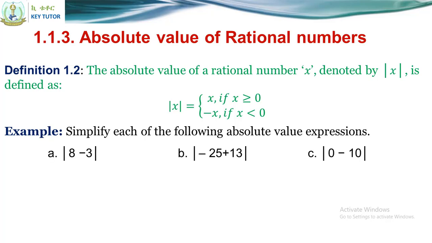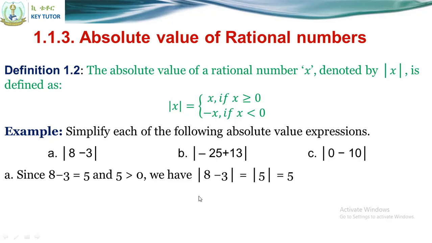Simplify each of the following absolute value expressions: absolute value of 8 minus 3, negative 25 plus 13, 0 minus 10. Let us start with absolute value of 8 minus 3. When you take the inside part, 8 minus 3, it is 5. And as you know, 5 is positive, greater than 0. So what is inside will directly get out, which is absolute value of x is x itself when x is greater than or equal to 0. And as 5 is greater than 0, absolute value of 5 is nothing but 5.